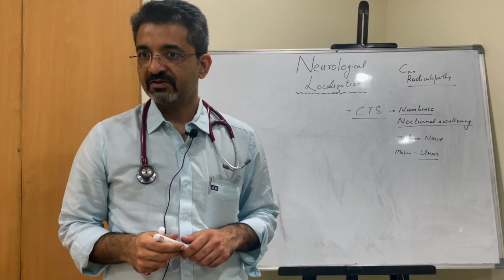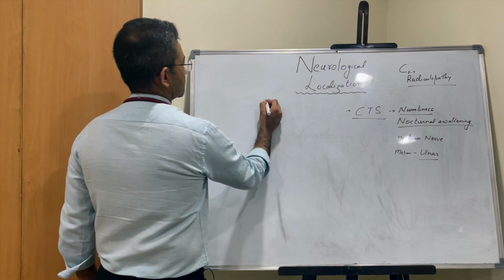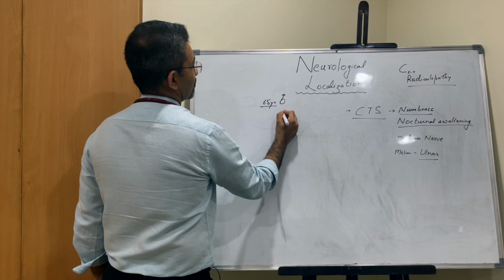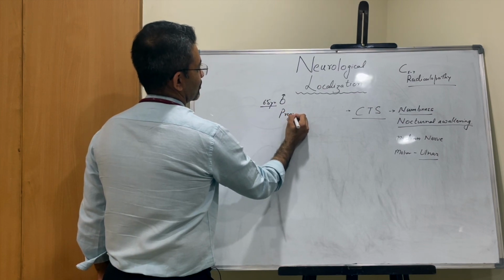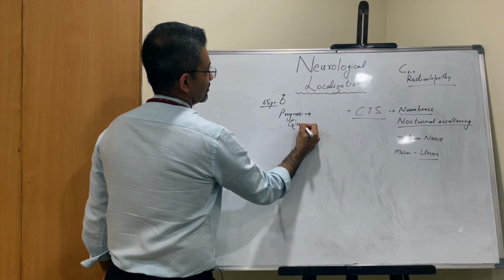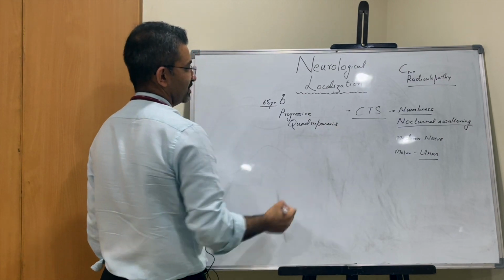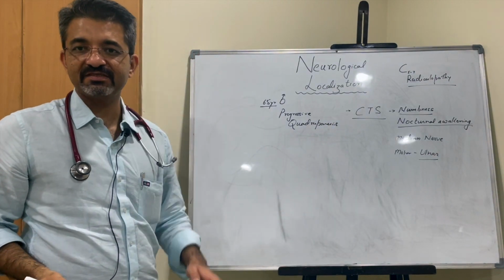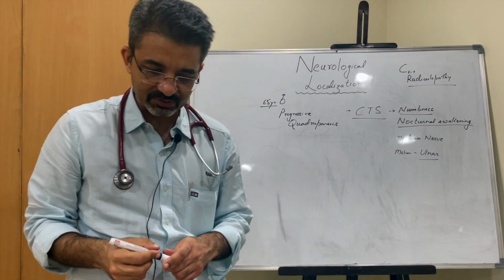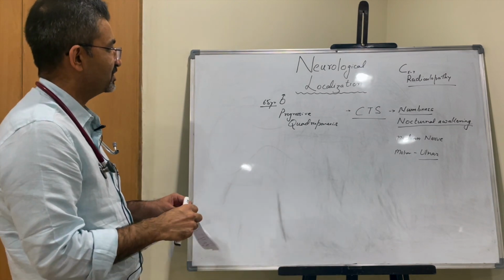paraplegia. So suppose you have a patient, a 65-year-old male, who has progressive quadriplegia or quadriparesis. When you say it is progressive, it means that it is not a vascular event. There is something else going on. So we will have different scenarios in this now. What happens and how do we localize a case of progressive quadriparesis?